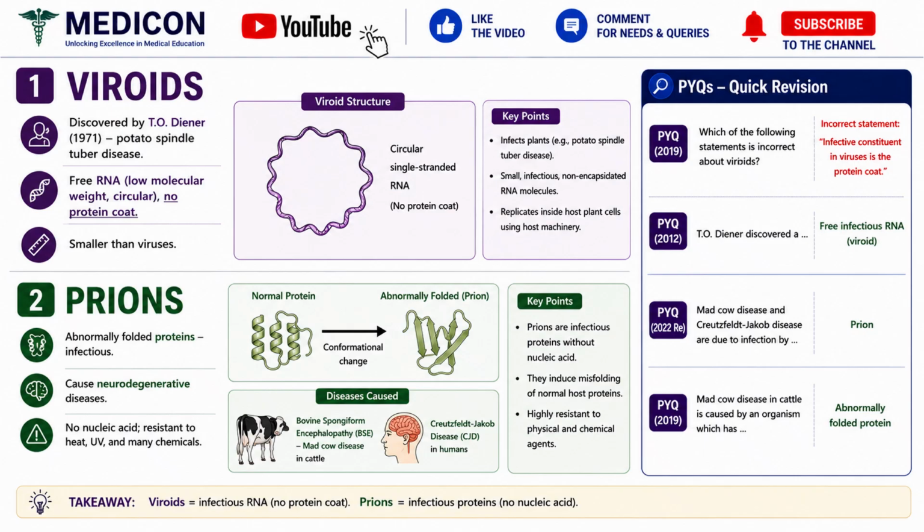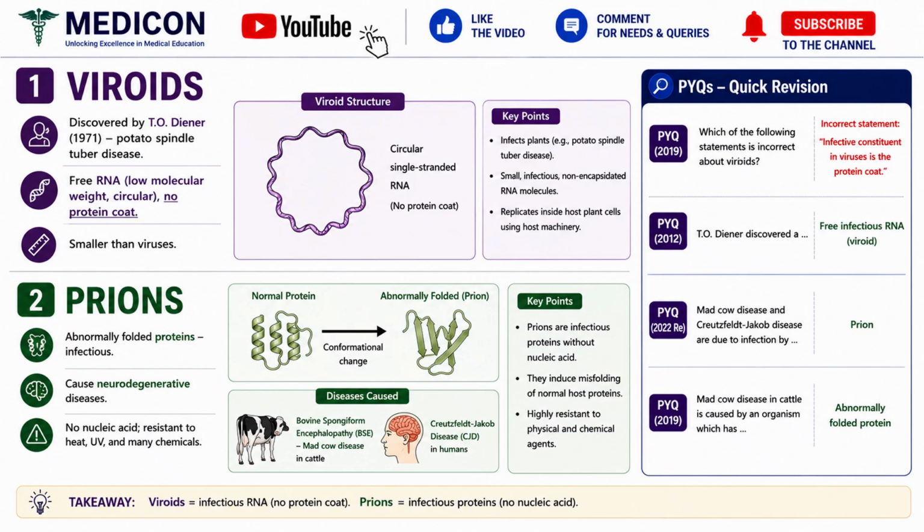So the structure of the viroid is very important. It is circular. It is single-stranded RNA. There is no protein coat. The key points obviously are that it infects plants. Example: potato spindle tuber disease. Small, infectious, non-encapsulated RNA molecules replicate inside the host plant cells using host machinery.